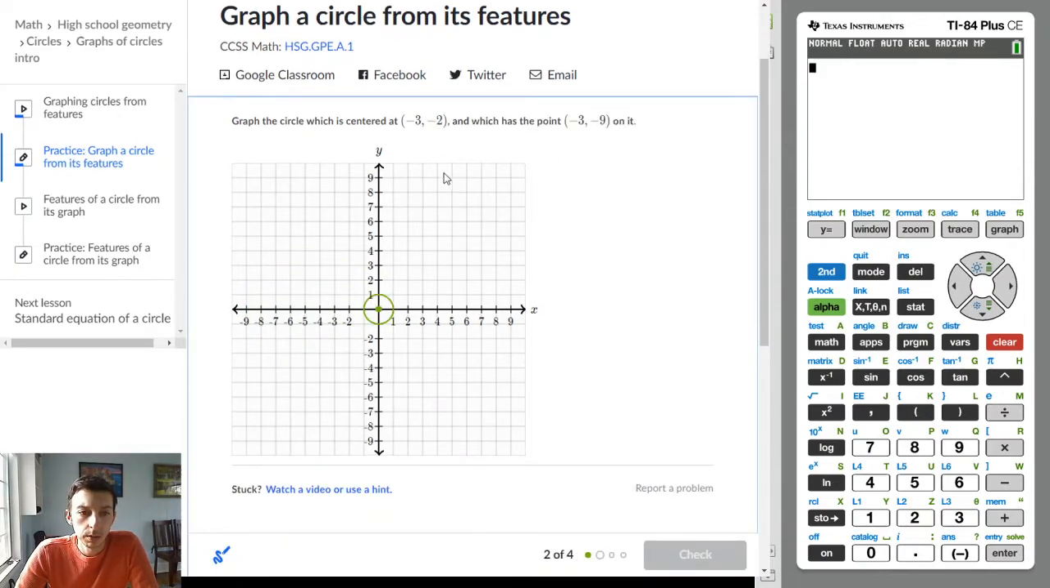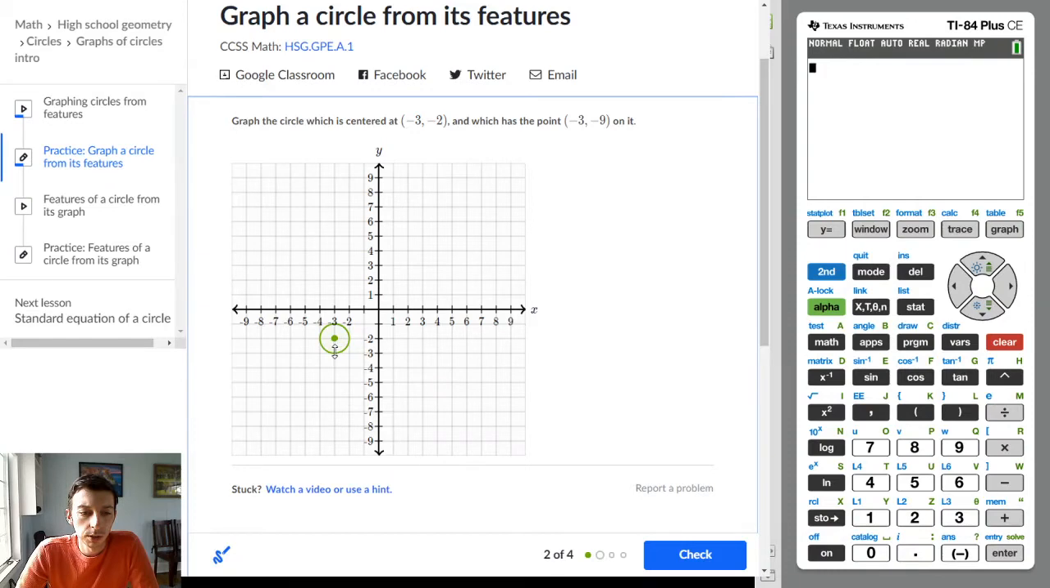For the next one, we have to graph the circle that is centered at -3, -2. So we're going to go over to -3, down to -2. And it needs to have the point -3, -9 on it. Now -3 is here. Oh, sorry, -9 is all the way down here.